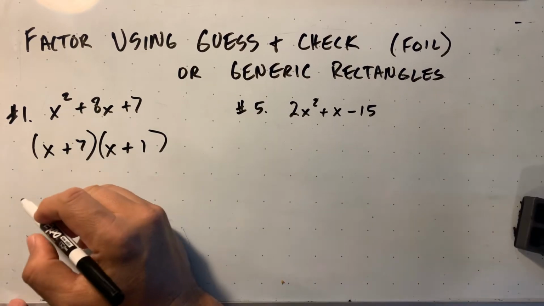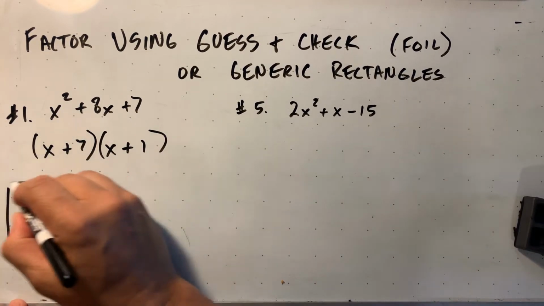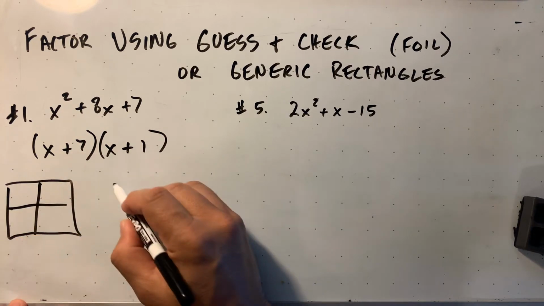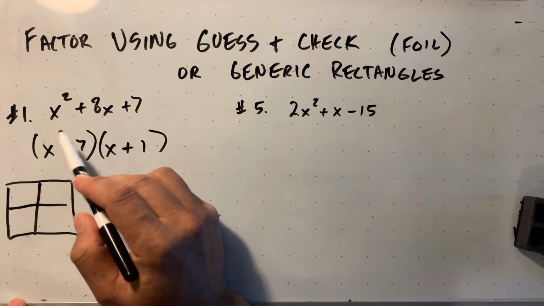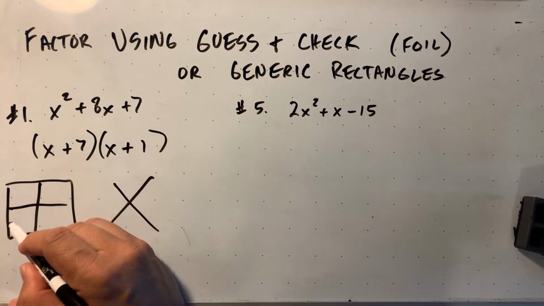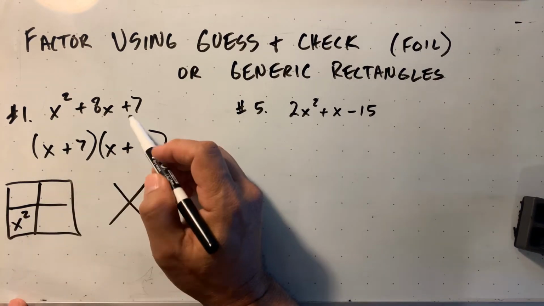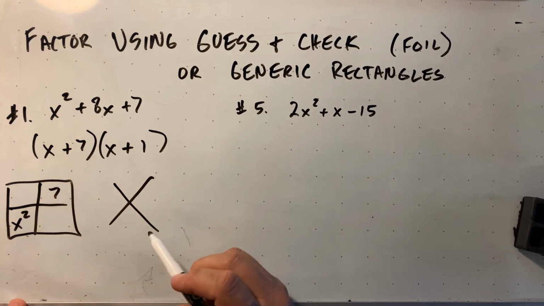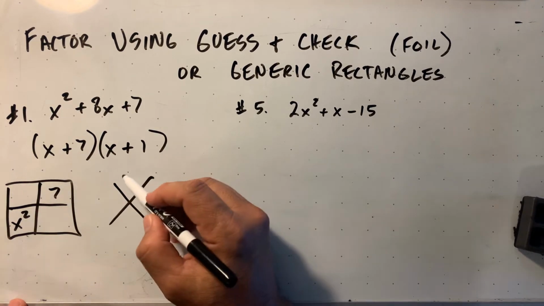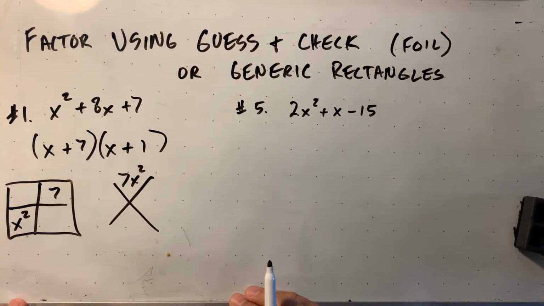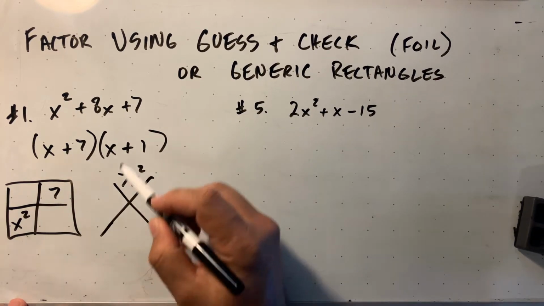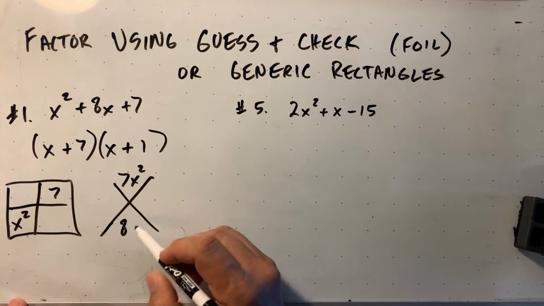If we use a generic rectangle, we got to set it up first. So box and diamond method. We're going to put the first term here in the bottom left. Then we'll put the last term here in the top right. And we'll multiply those two together and we'll put them in the middle up here, 7x squared. Okay, the last thing to do to set it up is we're going to put the middle term, 8x, in the middle of our diamond.